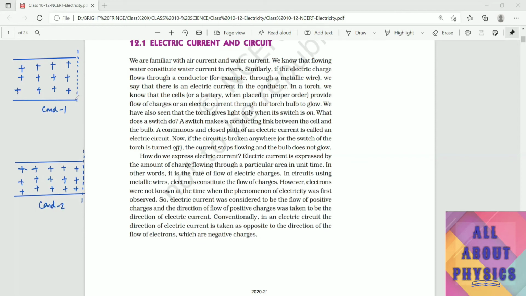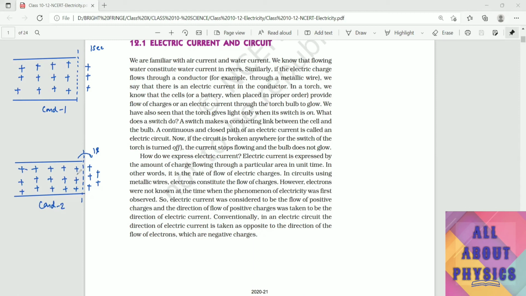So let's assume that in conductor 1, only +3 charges have crossed the line in 1 second, while in conductor 2, +5 charges have crossed this line in 1 second, because charges are flowing in both the conductors. Okay, and we are observing both these conductors. So in 1 second, +3 charges have crossed the line. And here in conductor 2, in 1 second, +5 charges have crossed the line. So in case 2, you can see that more charges have crossed in 1 second. So here comes the concept of electric current.